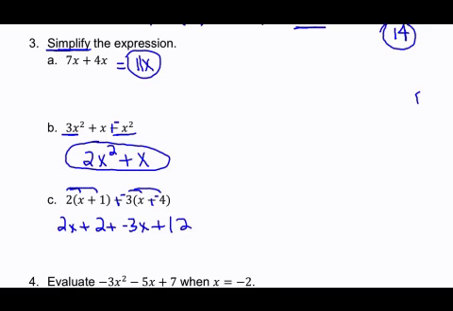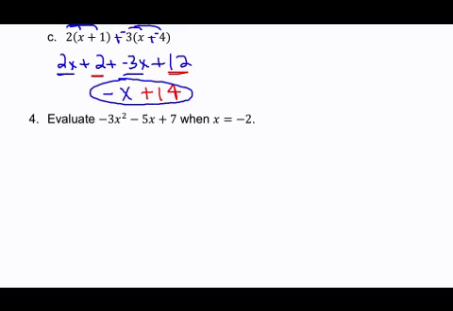Then we can combine like terms. We have a 2x and a negative 3x, which gives us negative x. We have a 2 and a 12. 2 plus 12 is 14. So our final answer is negative x plus 14.